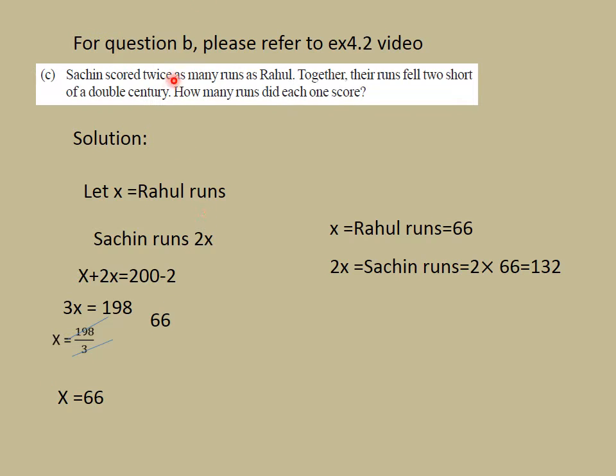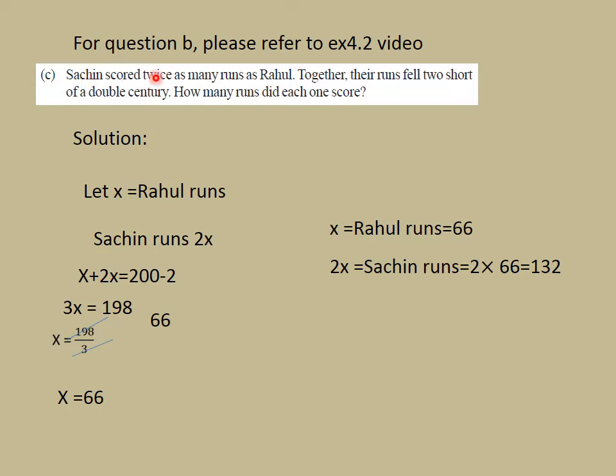So question B. For question B, please go through exercise 4.2 video. For question C, Sachin scored twice as many runs as Rahul. So which one we have to take as x? Sachin score or Rahul score? Rahul score we have to take as x, because Sachin scored twice as many runs as Rahul. So 2 times x.